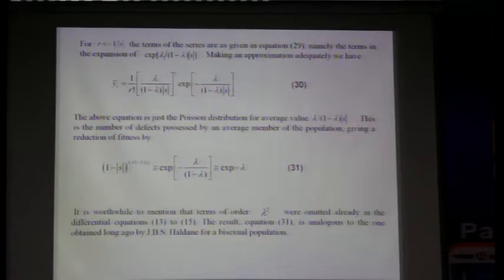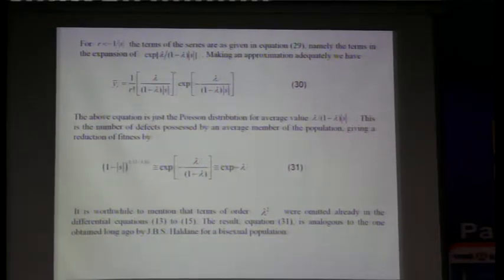So this equation 30, I think, the above equation is just the Poisson distribution for average value lambda. Lambda is the bad mutations when each offspring is going to be born. This lambda by 1 minus lambda into s is the number of defects possessed by an average member of the population, giving a reduction of fitness by this equation 31. So when the fitness has already been reduced by this, only then is natural selection going to happen.